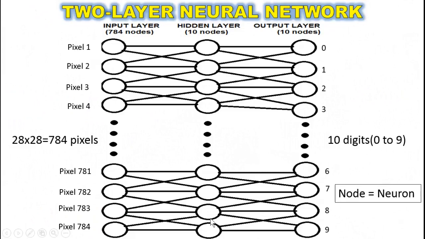The code of Zhang has a two-layer neural network. The input layer consists of 784 nodes or neurons because 28 multiplied by 28 has a product of 784 pixels. It has one hidden layer that consists of 10 nodes or neurons. The output layer consists of 10 nodes or neurons because there are 10 digits from 0 to 9 to classify or predict.